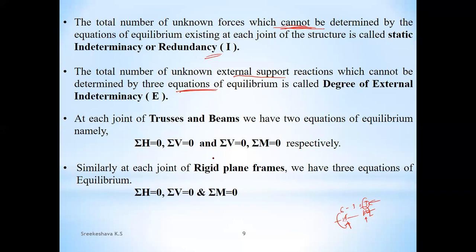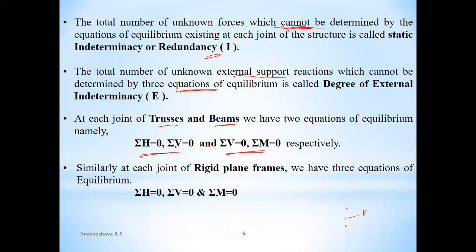And also one more thing you have to keep in your mind: at each joint of truss and beams, we are having two equations. See, you look at both, trusses and beams, what are the equations? At beams, not sigma H, we are getting sigma V equals zero and sigma M equals zero. Generally we take beams as axially rigid. So in that case, you are getting two equations. At beam also two equations, at truss also two equations.